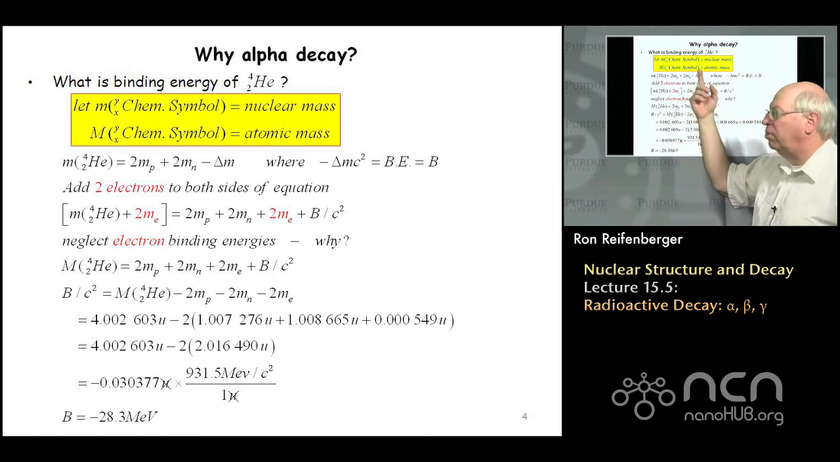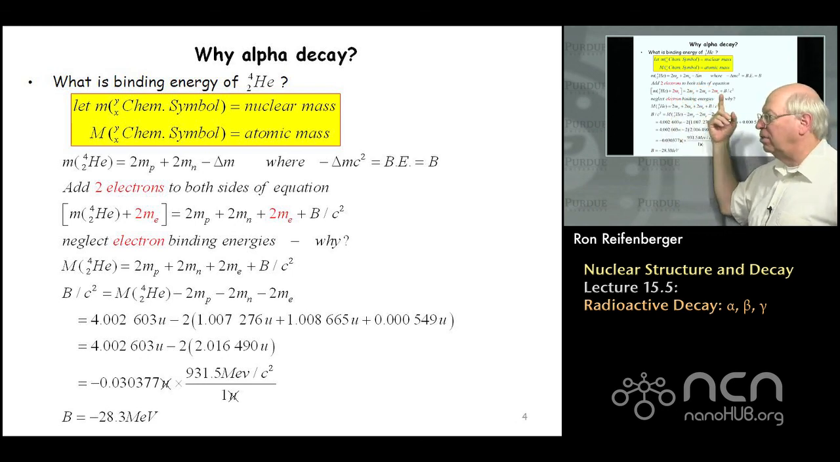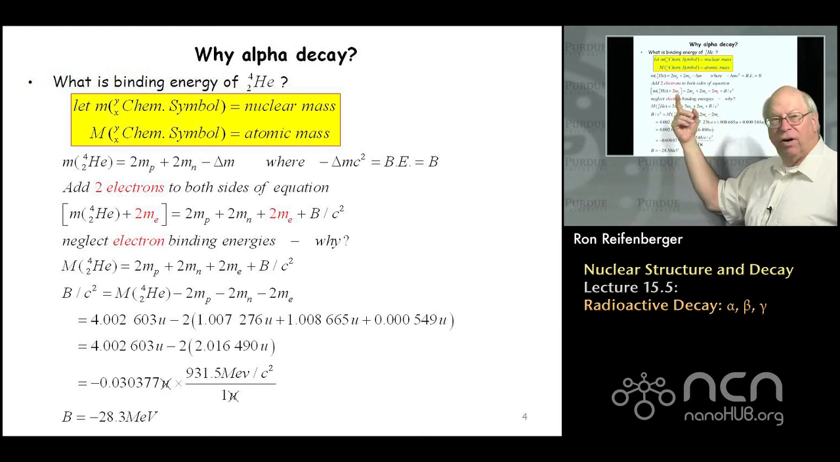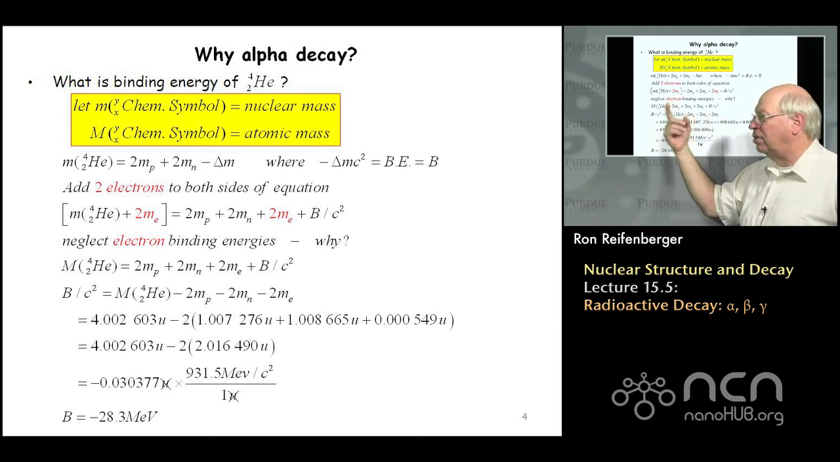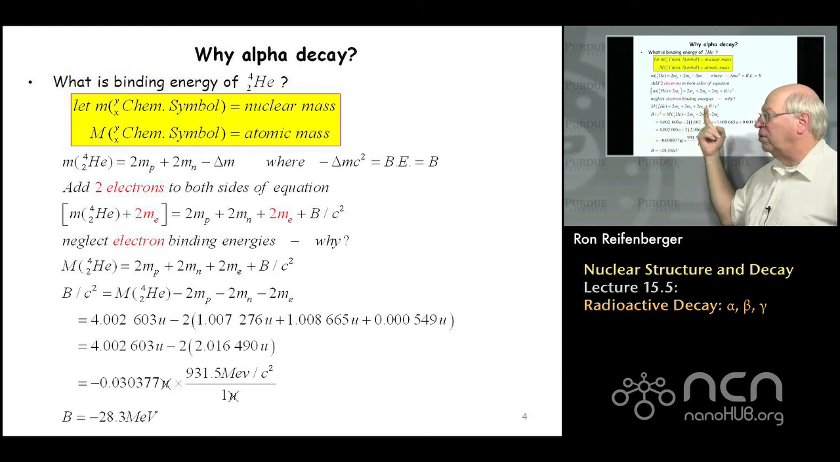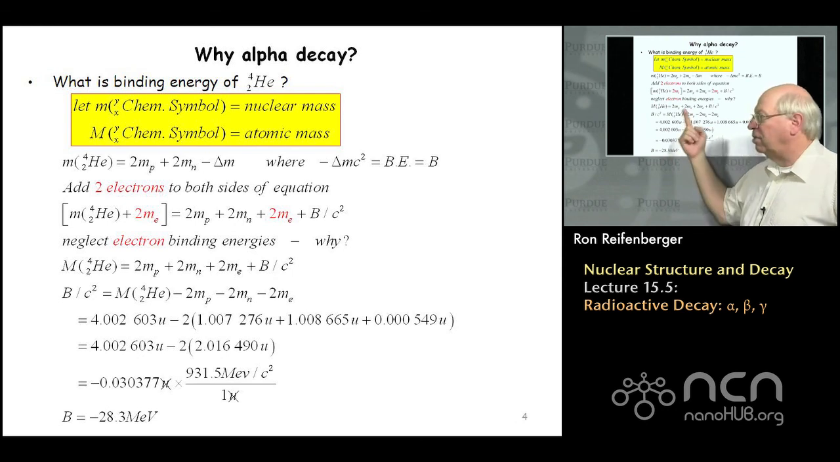So we have to convert nuclear masses into atomic masses, and the way we do that is by adding 2 electrons to each side of this equation. When you add 2 electrons to the left side, you now have the mass of the helium atom. When you add 2 electrons to the right side, that's just the mass of 2 electrons. So this is a number we can look up. We know the mass of the proton, the mass of the neutron, and the mass of the electron.